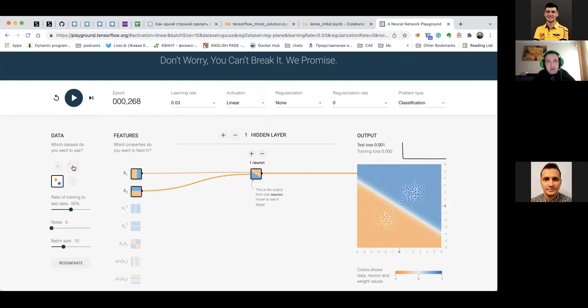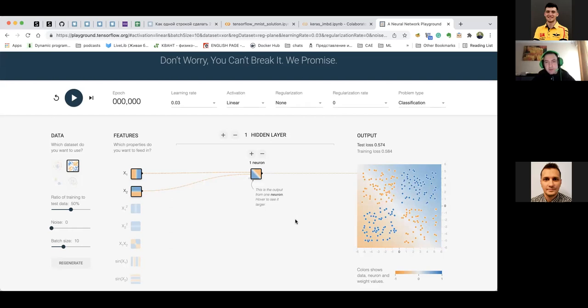But let us introduce some more sophisticated data, like this. In this case, our linear classifier actually doesn't work. If we take a look here, we have 50% loss, which is actually error, or misclassified data. So let us think what we can do here.